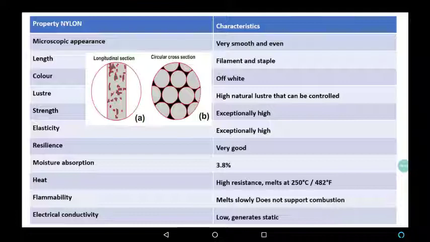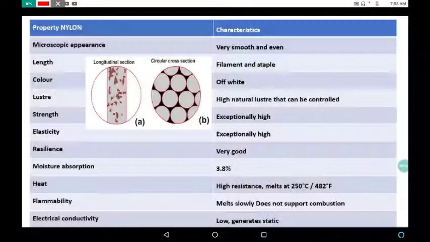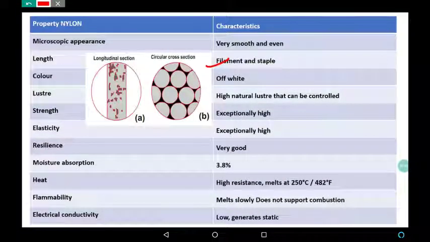Just take a look at the properties of nylon. Its macroscopic appearance is very smooth and even, you can see in this picture. The length, filament and staple both can be controlled. Its color is off-white, it has high luster, its strength is very high, elasticity is high, resiliency is very good, moisture absorption is very low, that is 3.8%.